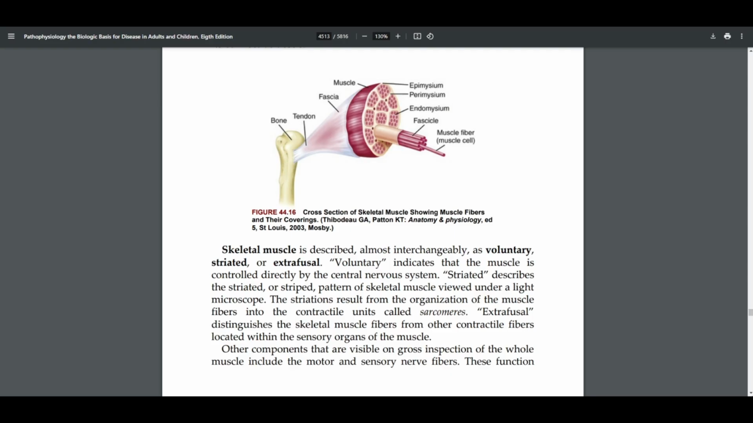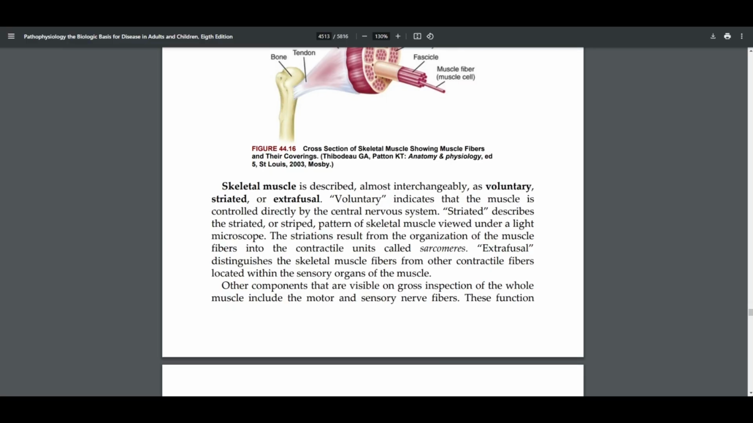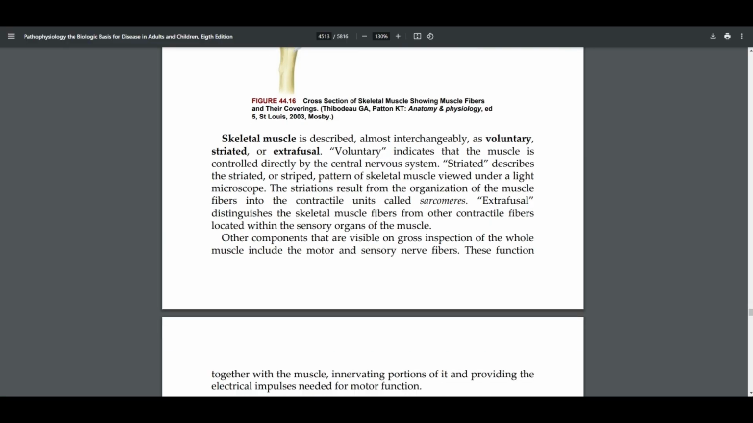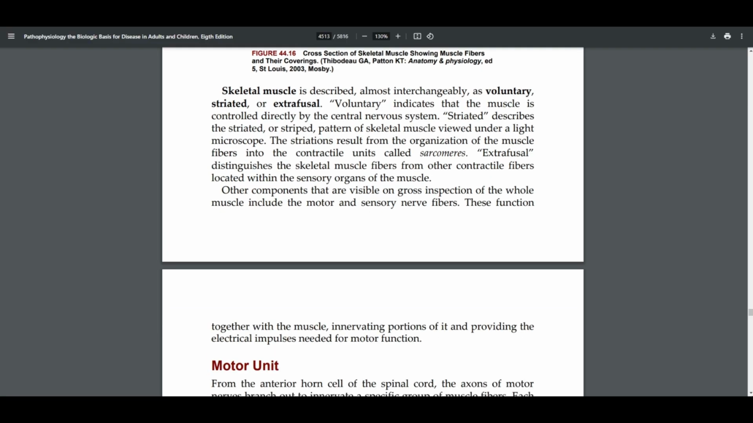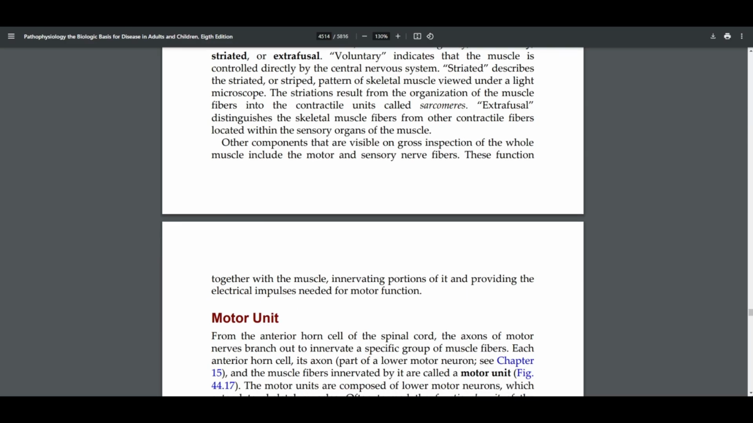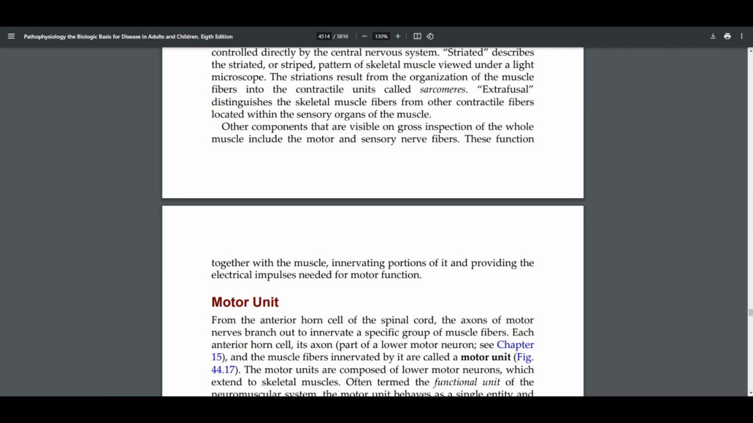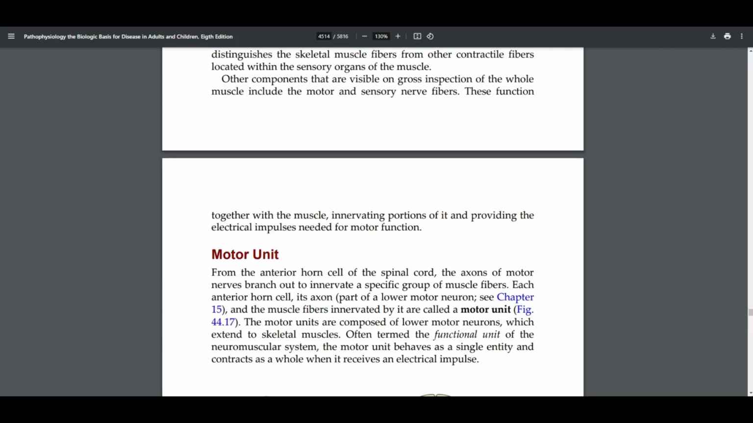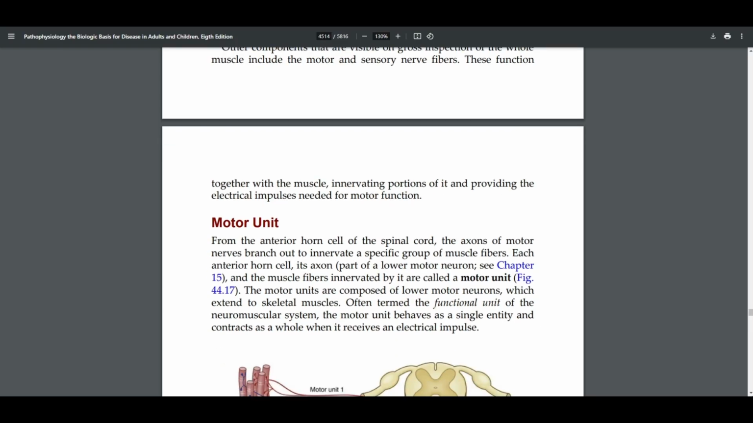Extrafusal distinguishes the skeletal muscle fibers from other contractile fibers located within the sensory organ of the muscles. Other components that are visible on gross inspection of the whole muscle include the motor and sensory nerve fibers. These function together with the muscle, innervating portions of it and providing the electrical impulses needed for motor function.